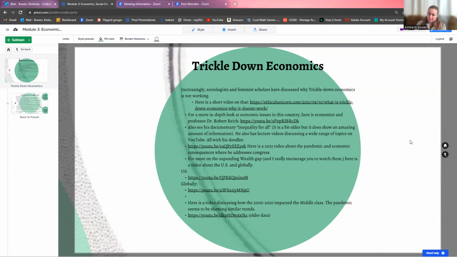So for a more in-depth look into economic issues in this country, here's an economics professor, Dr. Robert Reich. He's a professor of economics at a really well-known university in California, of which I'm pretty sure it's one of two, but I'm not going to say because I'll pick the wrong one. But essentially, he has these really fun videos. He does a lot of them.